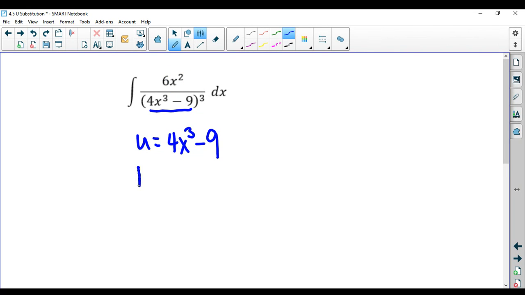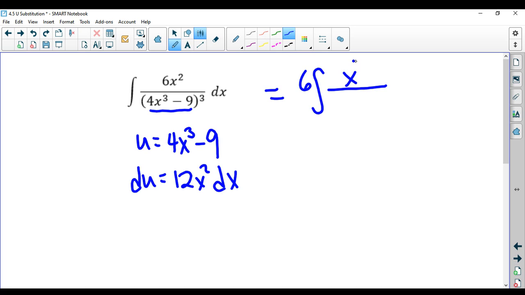So now du is the derivative, which we said was 12x squared, then times dx. So now we have to figure out a good way to substitute. The one thing I would do is, that 6 is a constant up there. So I'm going to think of it like this. See the dx? That's up top. So it might be better to look at it just like that.